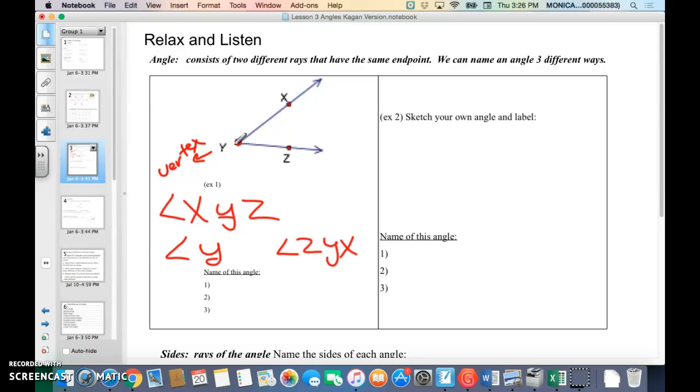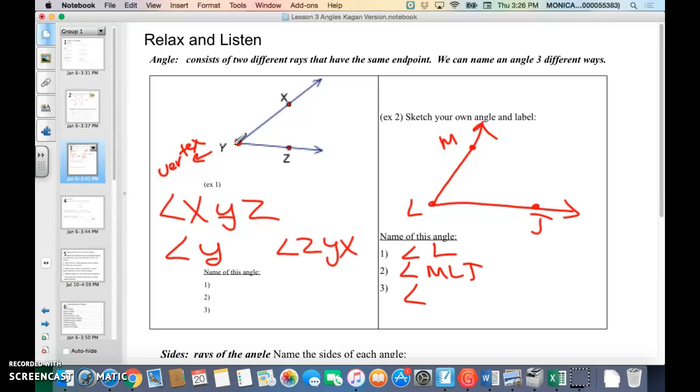If you wanted to sketch your own angle, these are my initials, M, L, J. So I can name this angle J, angle L, angle MLJ, or angle JLM. And please note the L is always in the middle because it's the vertex.